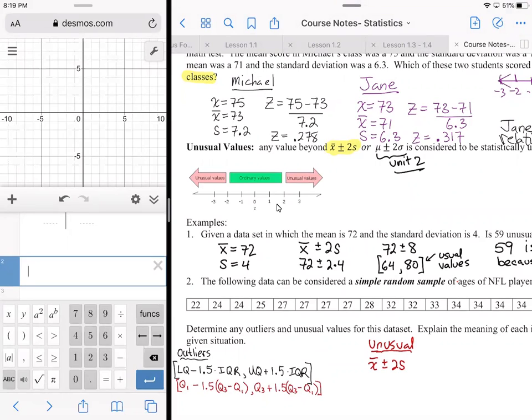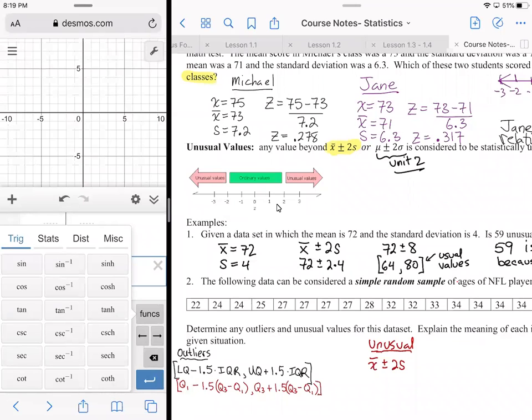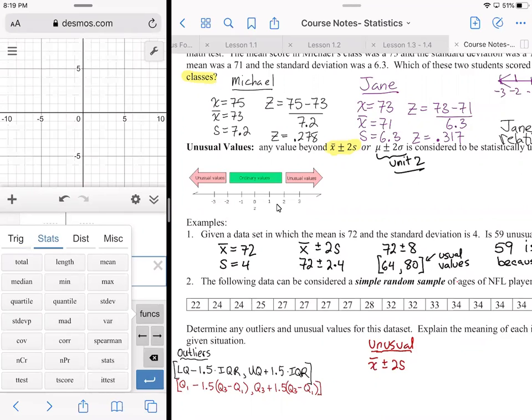So what I'm going to do in my Desmos calculator is I'm going to select functions. All right, we have stats. We have all these different possible options here. One of them says mean. I need that. One of them says standard deviation. I need that too. Okay, so we're good there. So I can get that information right away.